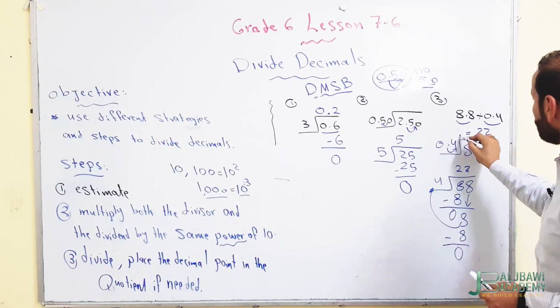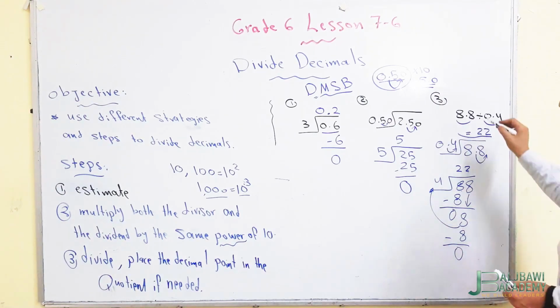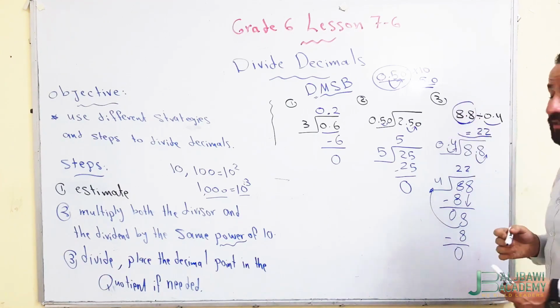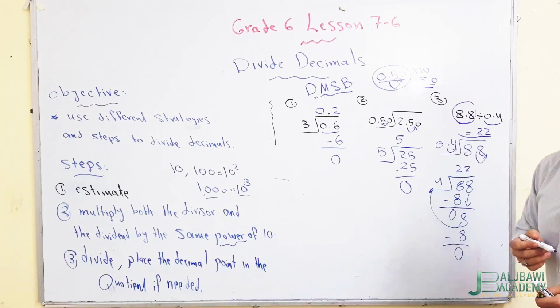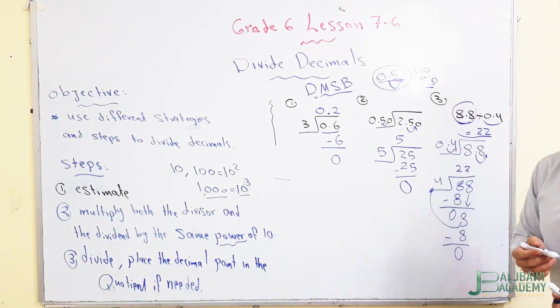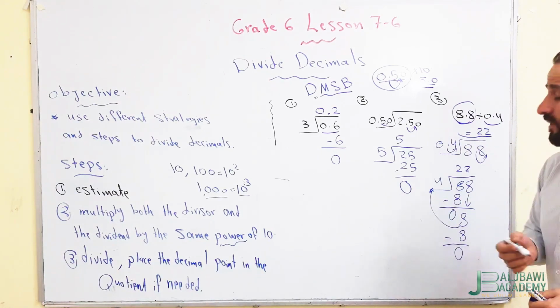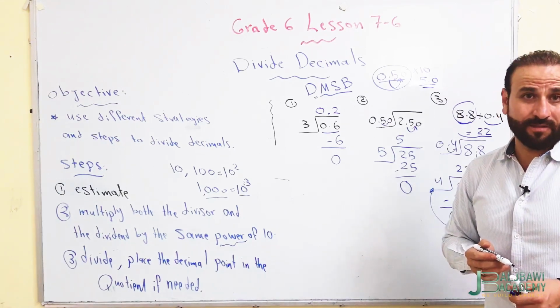Now if I want to estimate, for example, this can be estimated as 10 and this can be estimated as 0.5 or half. 10 divided by half equals 20 and our answer was 22. So our answer is reasonable.